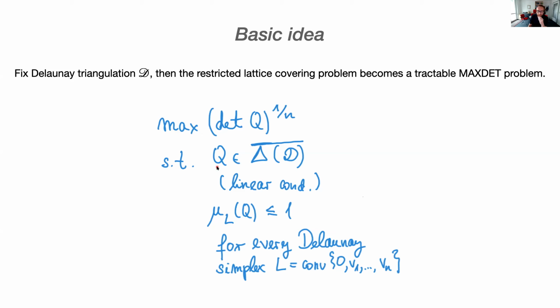Then we want the matrix Q we are optimizing over to lie in the secondary cone of the Delaunay triangulation. We take the closure here because we want to have a closed polyhedron. Because the secondary cone is a polyhedral cone, the condition that Q lies in the secondary cone of D is a linear condition, so it can be expressed as linear conditions in Q. Then we have to say something about the circumradius of the Delaunay polyhedra. Now our Delaunay polyhedra are simplices, and we say that the circumradius of every Delaunay simplex which occurs should be at most 1. That's a normalization constraint. Things are invariant under scaling, so we can say that all the circumradii should be at most 1.